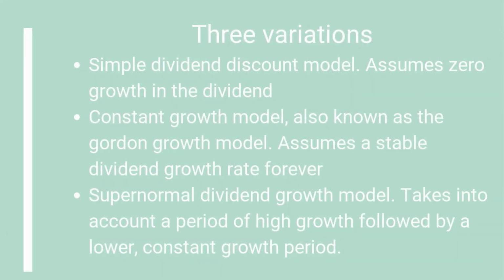There are a few variations to the dividend discount model. The simple dividend discount model, this assumes zero growth in the dividend. The constant growth model, also known as the Gordon Growth model. This assumes a stable dividend growth rate forever. This is actually the one we're gonna talk about today. And the supernormal dividend growth model. This model takes into account a period of high growth followed by a lower constant growth period.